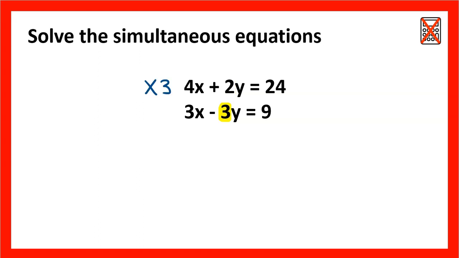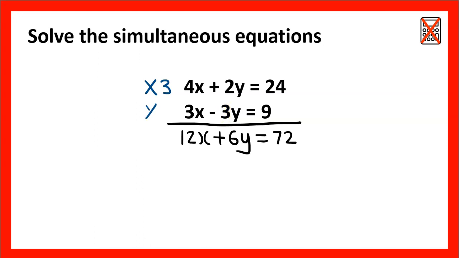We can multiply the first equation by 3. 4x times 3 is 12x. 2y times 3 is 6y. And 24 times 3 is 72. Next, we can multiply the second equation by 2. 3x times 2 is 6x. 3y times 2 is 6y. And 9 times 2 is 18.